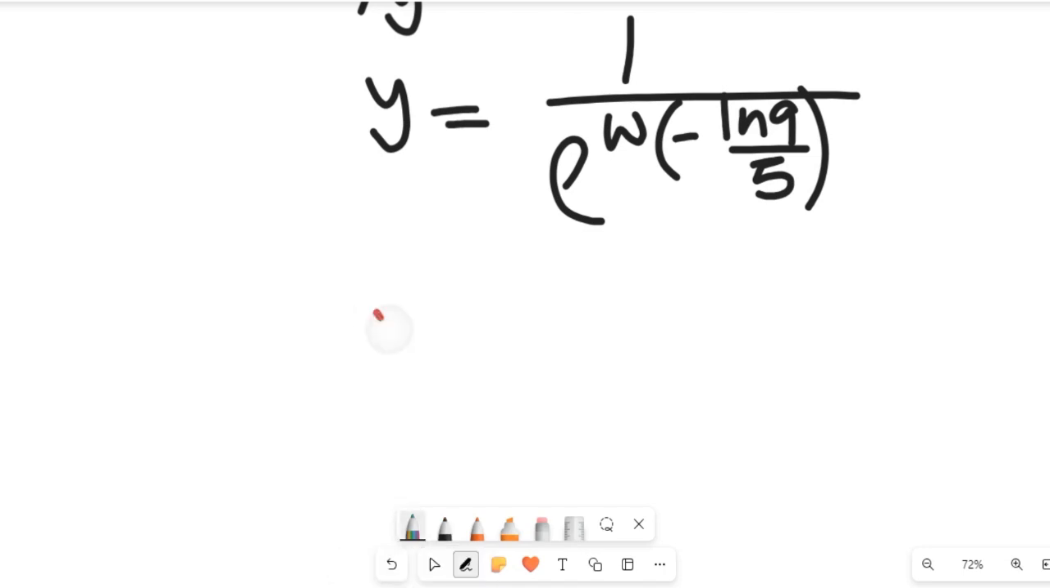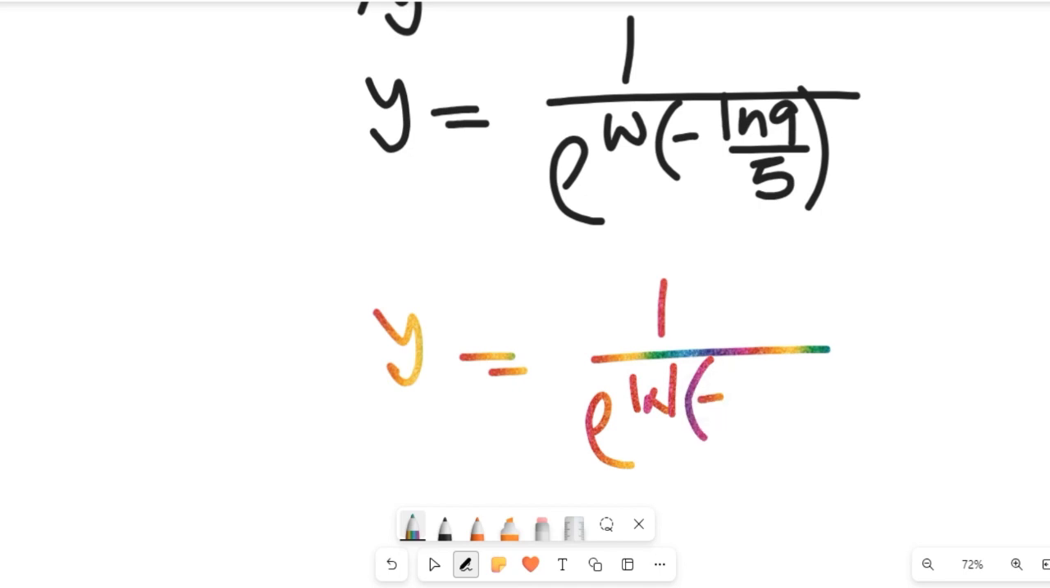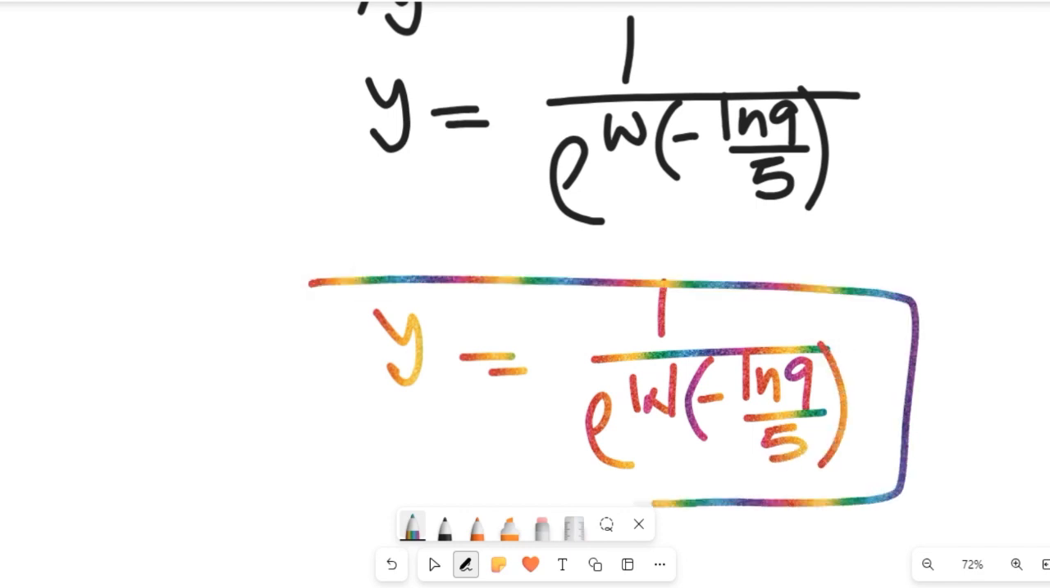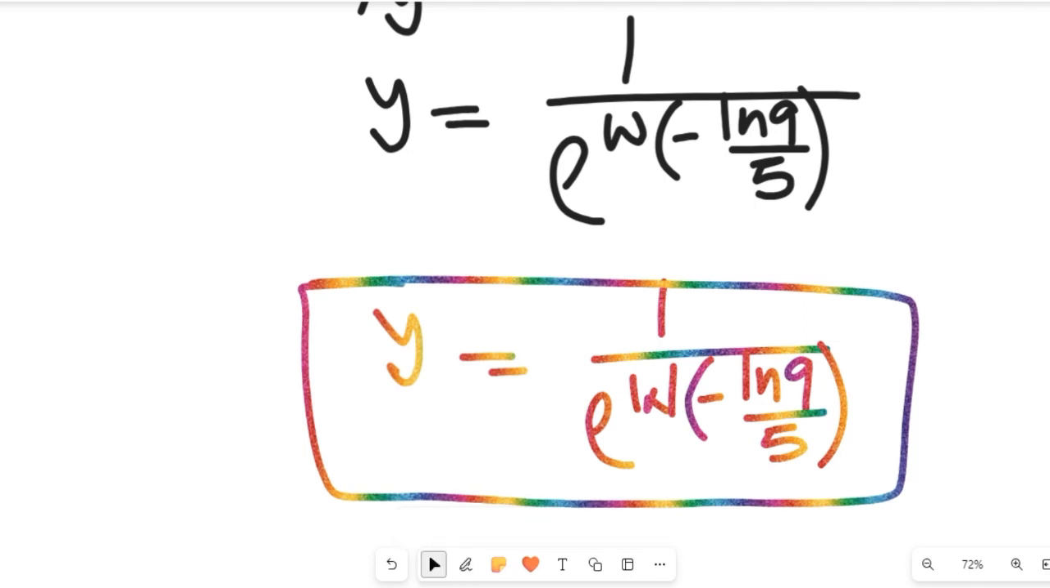So the solution of the value of y is equal to 1 divided by the natural exponent of the W function of negative natural log of 9 divided by what? By 5. And that is it. So this is the value of y that satisfies that exponential equation that is given to us up here.